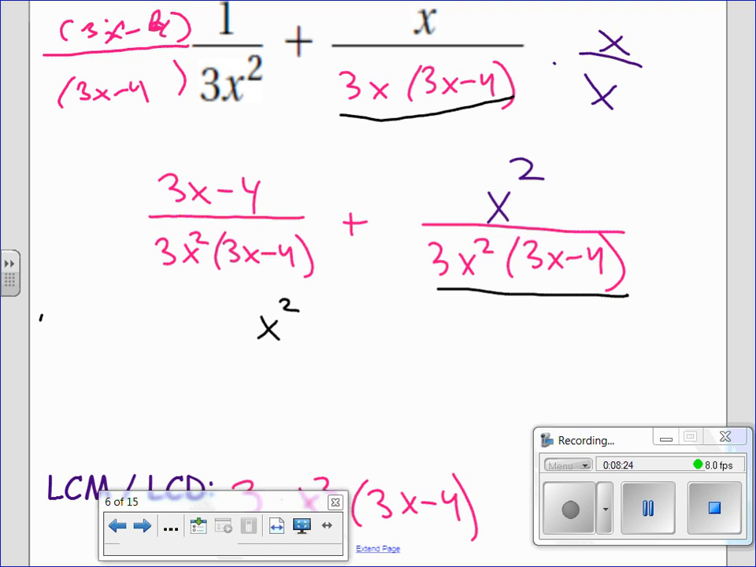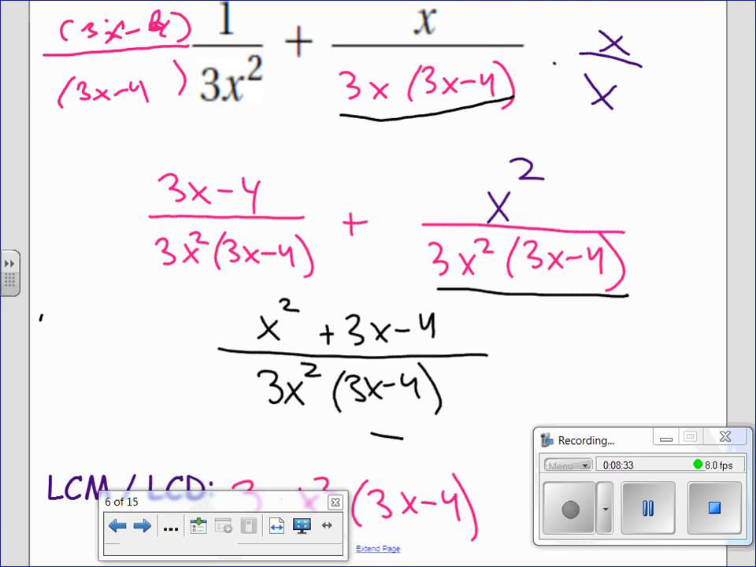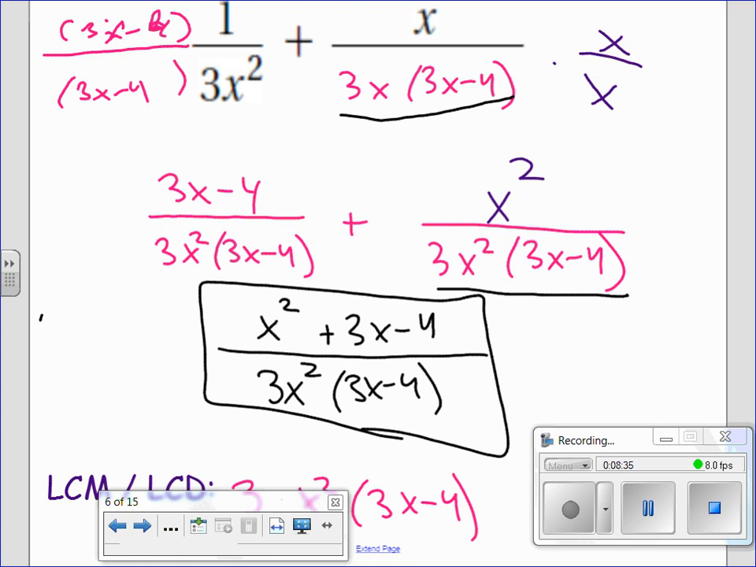Okay, so I'm going to add my numerators. X squared plus 3x minus 4. And then my denominator would be the same thing as it was above. 3x squared times 3x minus 4. Now you can attempt to do old-fashioned factoring method on the top. It would factor down to x plus 4 times x minus 1, but that's not going to allow us to cancel anything. So I would just leave it how we have it now.